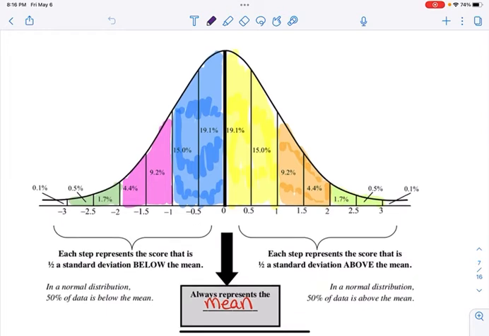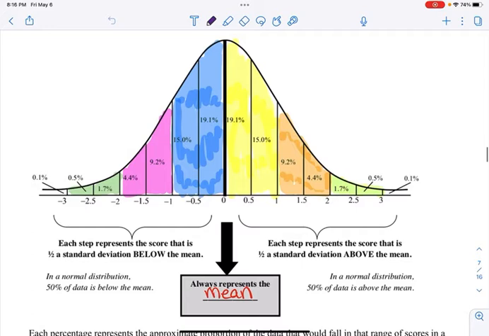So I colored each of the, you see how I have 0 in the middle right there. The 0 always represents the mean, so you can add the mean right in. And I've broken this down by halves. So to the right of 0, I have 0.5, 1, 1.5, 2, 2.5, and 3. Well, each of those steps represents a score that is half a standard deviation above the mean. But even though they're broken down by halves, the two halves I colored the same color.